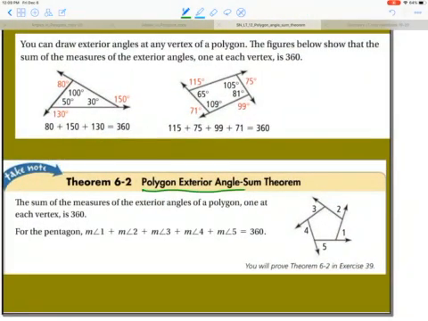Here, we're adding the polygon exterior angle sum theorem. You can see the exterior angles listed up here, examples of each polygon. They don't even need to be regular polygons. But the sum of the exterior angles is always going to be 360. Add that to page 16 of your handbook.